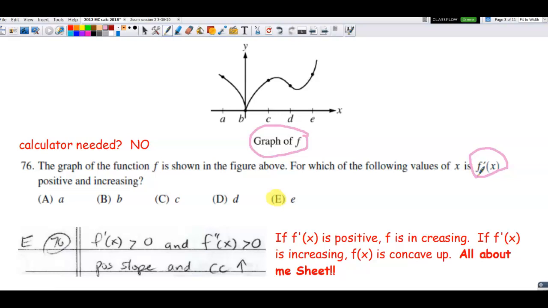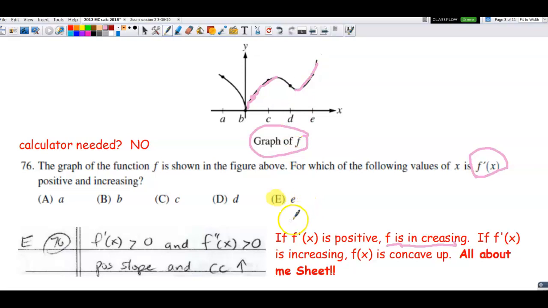So we have to look at two things. We want to know if the first derivative is positive. So if the first derivative is positive, then we know that f original is increasing. So when we look at the graph of f, we can see that f is increasing in this interval, and then f is also increasing beginning here and up to here. So those are two possibilities at this time.